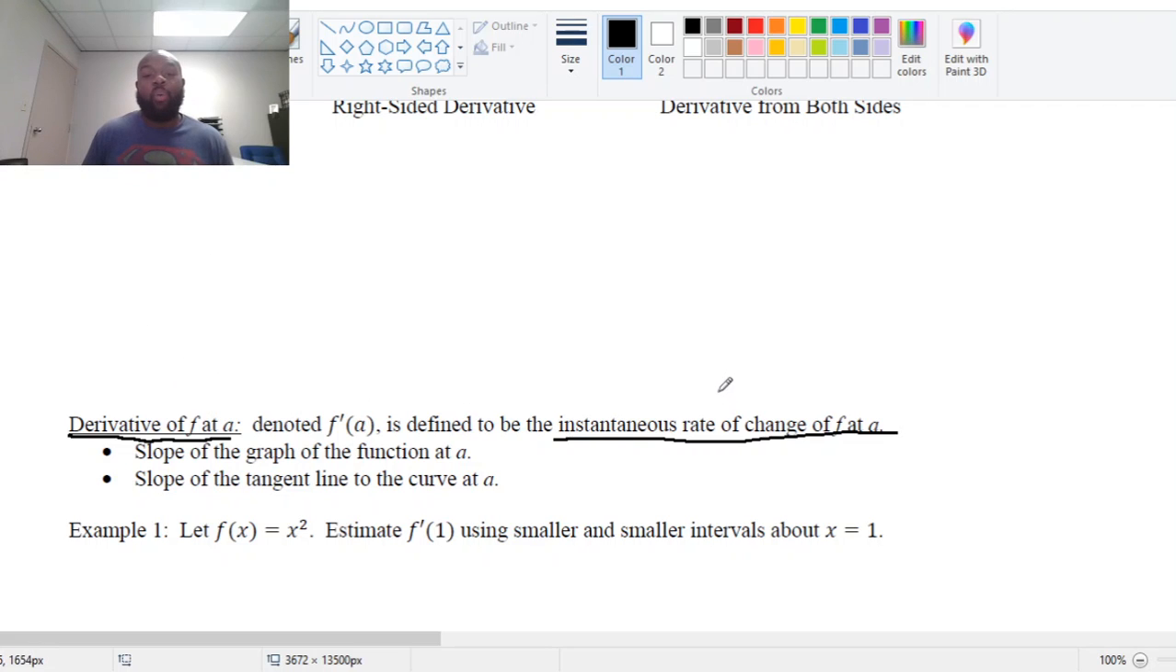So there's 1, 2, 3, 4, 5 ways that I can say the same thing. I can use this notation to represent instantaneous rate of change. I can say find a derivative at a point. That's instantaneous rate of change. I can say, oh, well, find the instantaneous rate of change. I can say find the slope of the graph of the function at a point. That's instantaneous rate of change. And I can say to find the slope of the tangent line. Get used to each of these words here. They all mean the same thing.